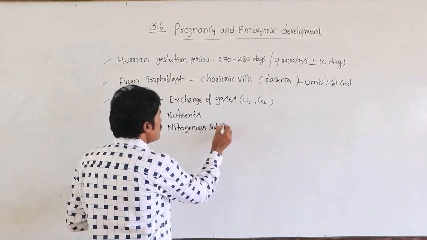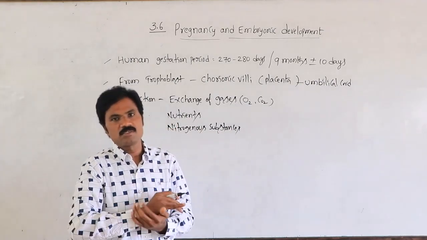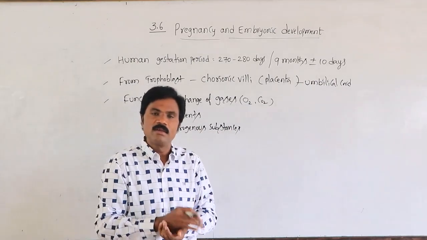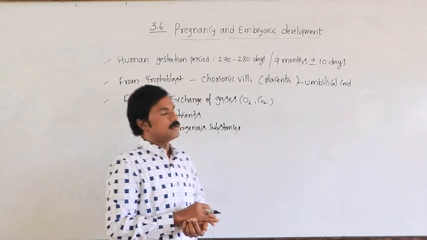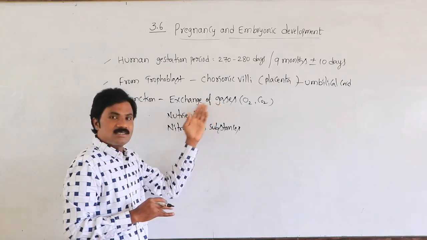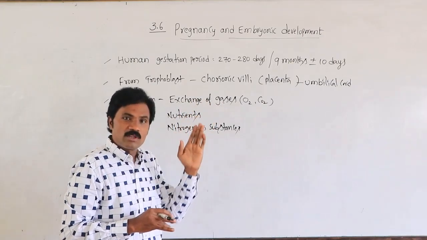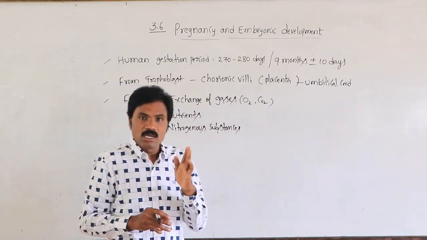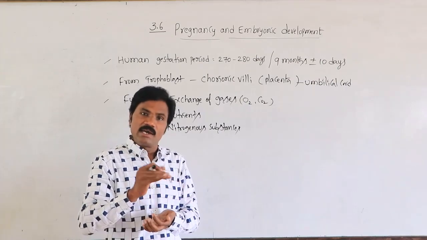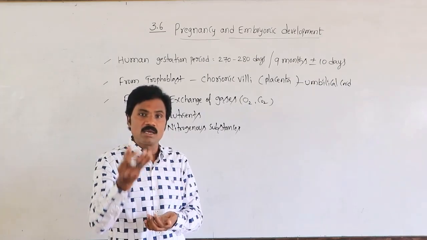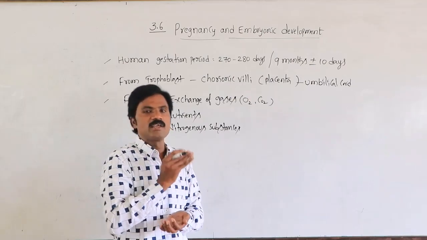Nitrogenous substances. Normally, what is the chief nitrogenous substance excreted in human beings? That is none other than urea. So gases, nutrients and nitrogenous substances, and also whatever chemicals, drugs or alcohol the mother takes, everything is transferred from mother to the fetus.